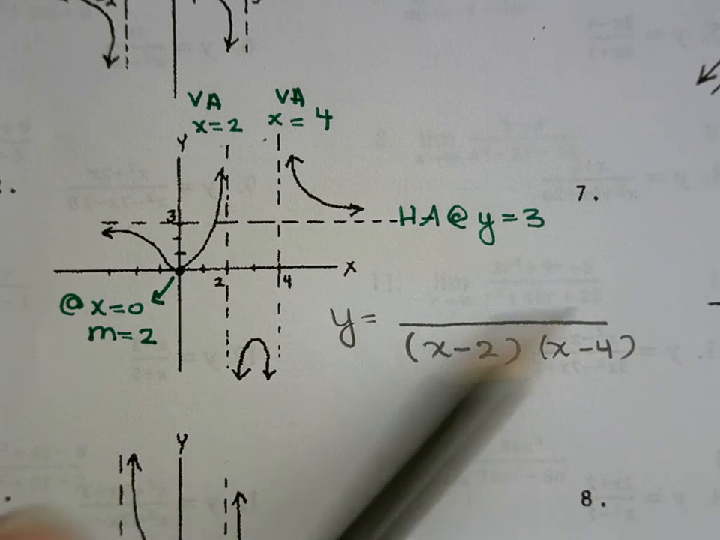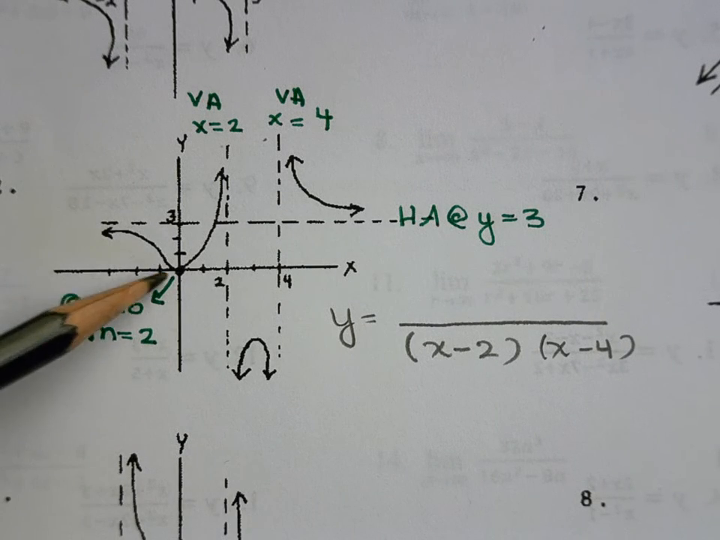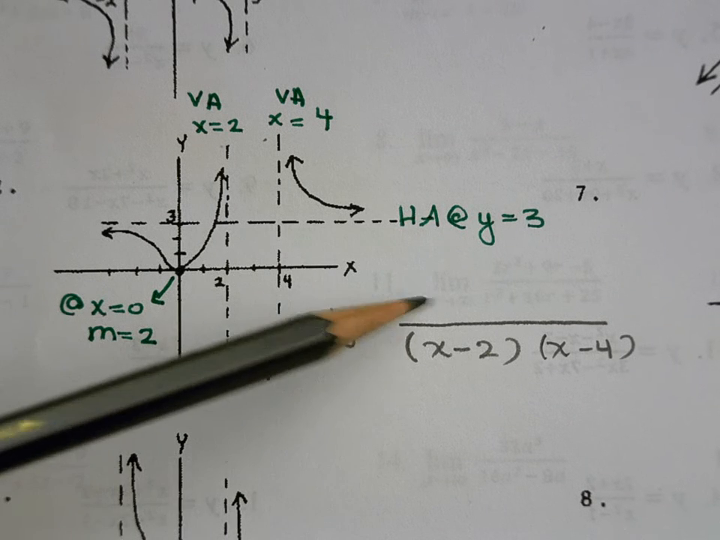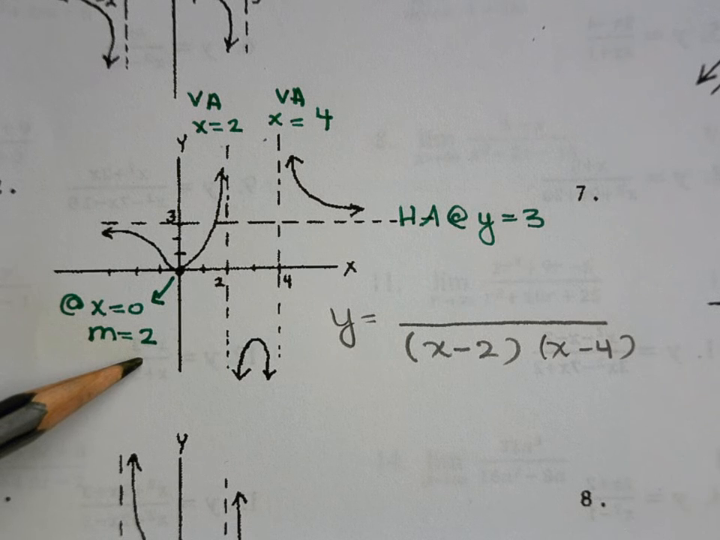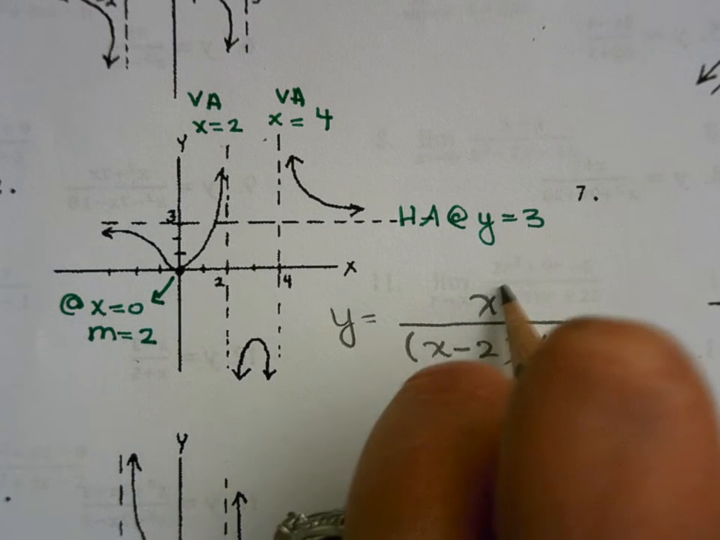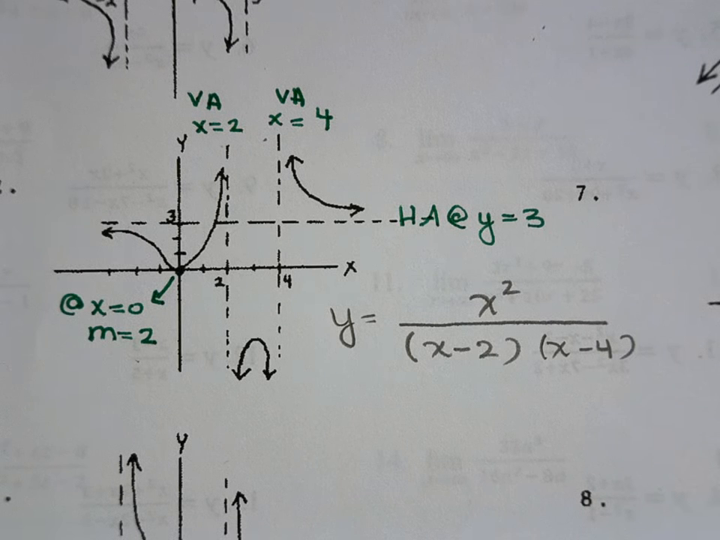And my x-intercepts go in the numerator. So I have an x-intercept at 0, so I don't want to write x minus 0. That would just be x, and then with a multiplicity of 2 because of a bound, that would be x squared. And then I want to verify my equation for the horizontal asymptote.